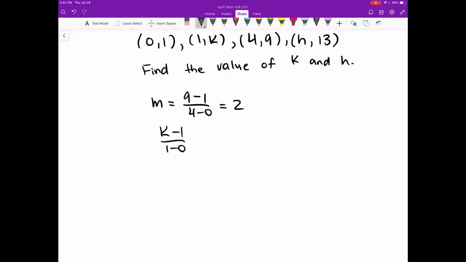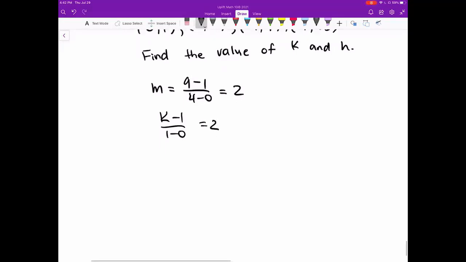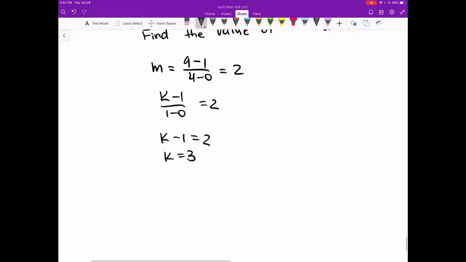Oh yeah, wait, okay, I was just confused. Yeah, 1 minus 0, and that would be equal to 2. So here we can simplify a little bit. We get k minus 1 is equal to 2, and k is equal to 3.